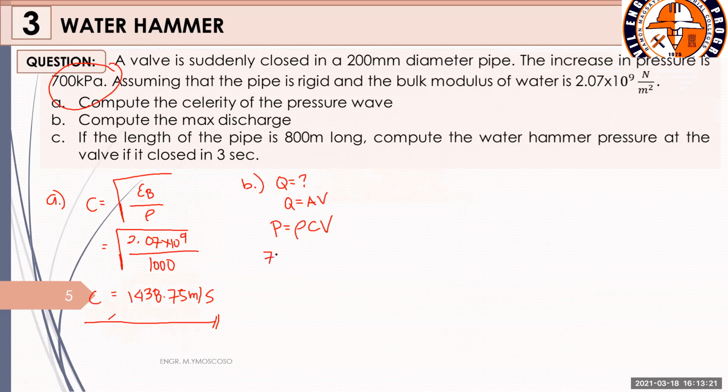Where your pressure would be equal to 700. Ang unit weight density, that would be 1,000. Ang celerity, that would be 1,438.75 times your velocity. Okay, try to solve for the velocity. Your velocity would be equal to 0.486 meters per second. So can you double check the values, no? Because I am not certain also. Paki-double check niyan. So therefore, pwede nyo na makuha yung maximum discharge natin.